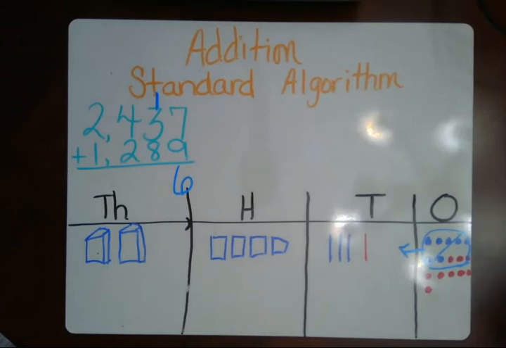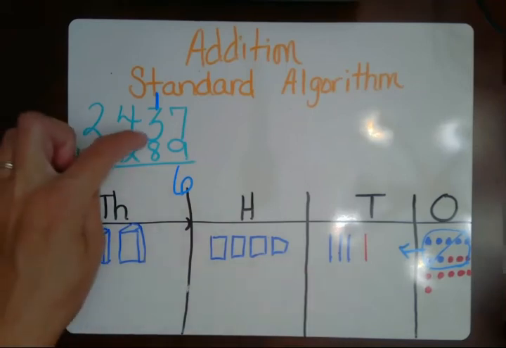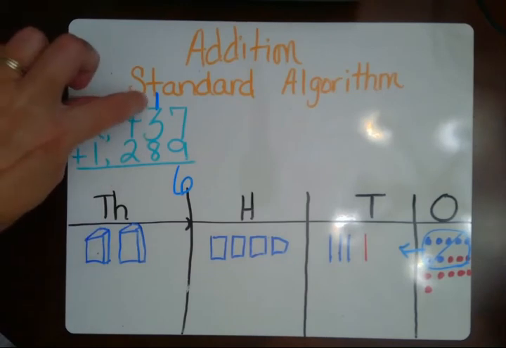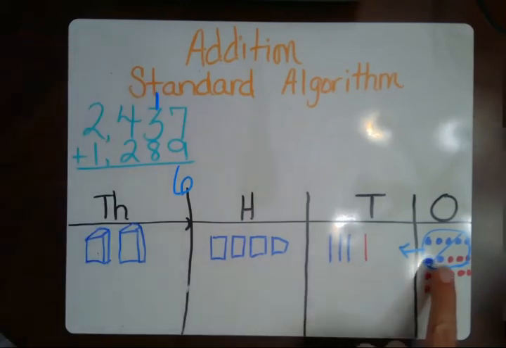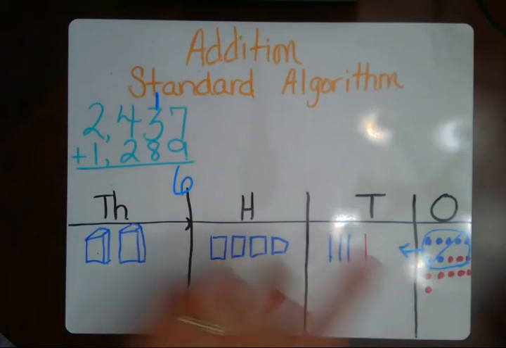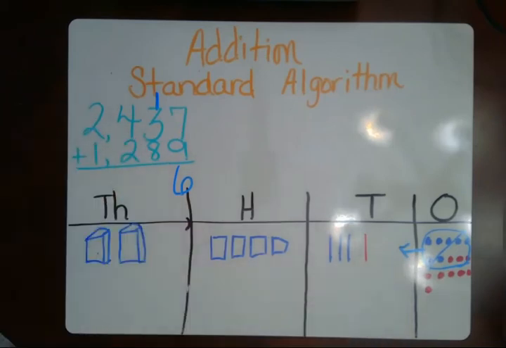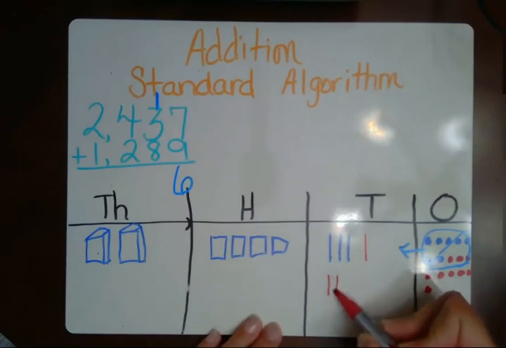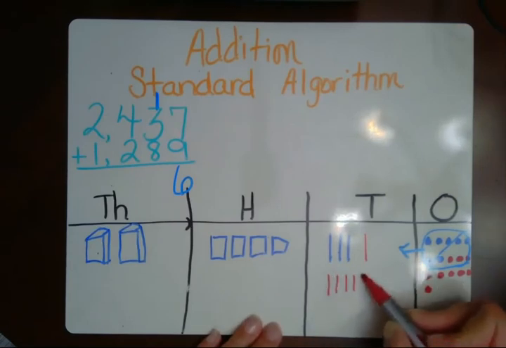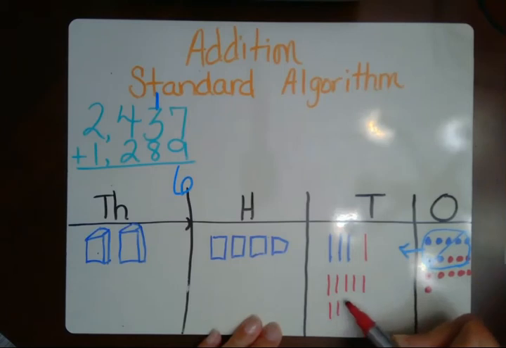Okay, so now I'm going to go over to my tens column. In my tens column, I had 3 to begin with. And then I regrouped that 1, that 10 that I got from my ones. And now I have to add in 8 more tens. Let's see. 1, 2, 3, 4, 5, 6, 7, 8.